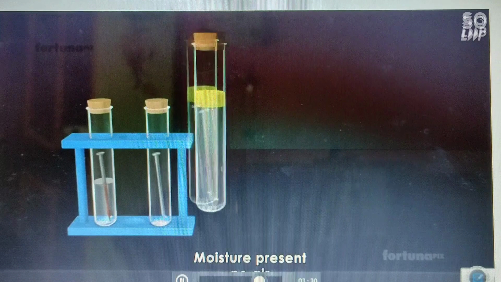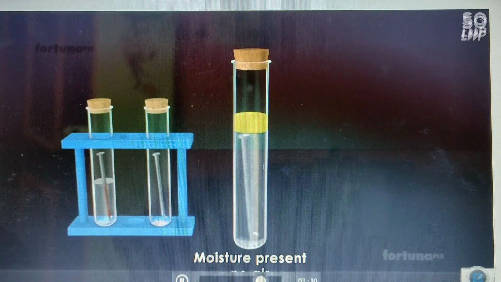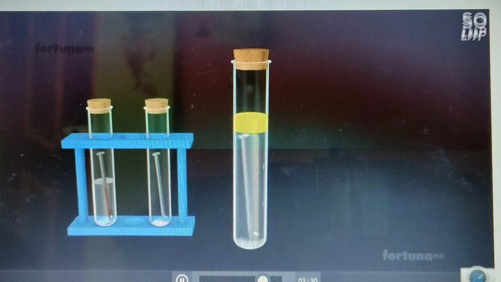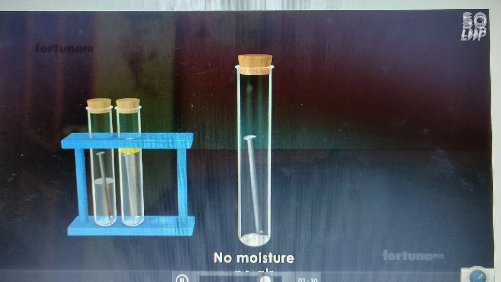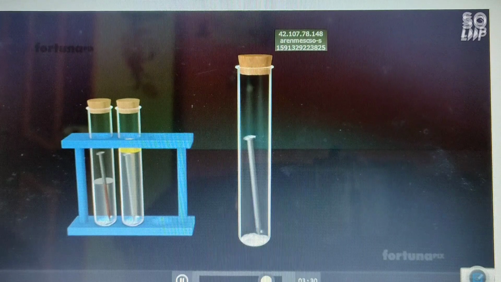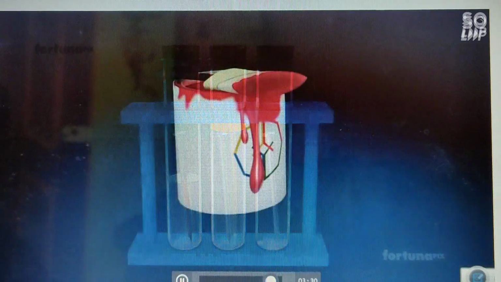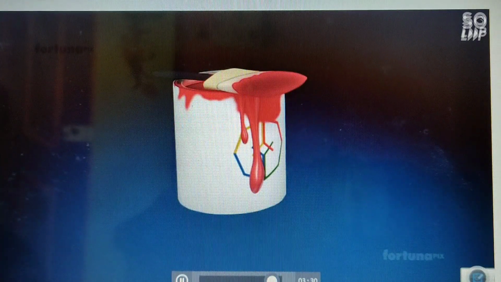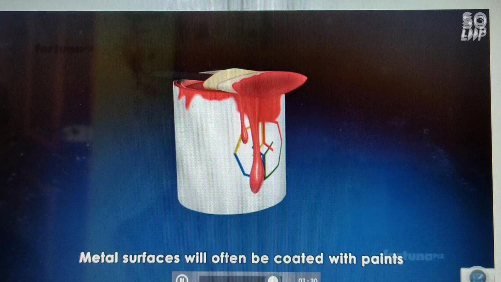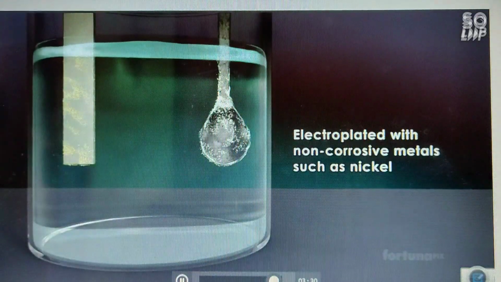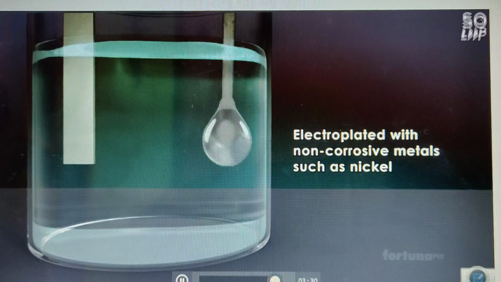In test tube B, moisture is present, but the layer of oil acted as a barrier preventing the oxygen from mixing with the water. Therefore, the nail did not rust. In the third test tube, the air was dry because calcium chloride absorbed moisture, so the nail did not corrode. With this experiment, we can infer that air and moisture together will corrode metals. To prevent corrosion, metal surfaces will often be coated with paints or electroplated with non-corrosive metals such as nickel.